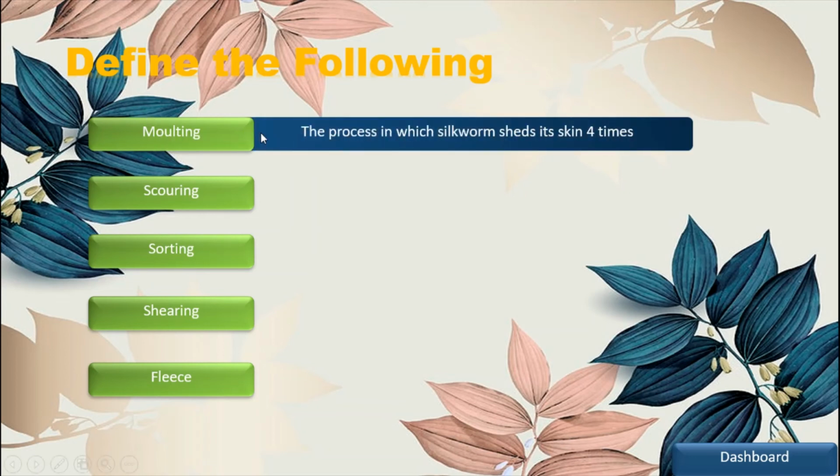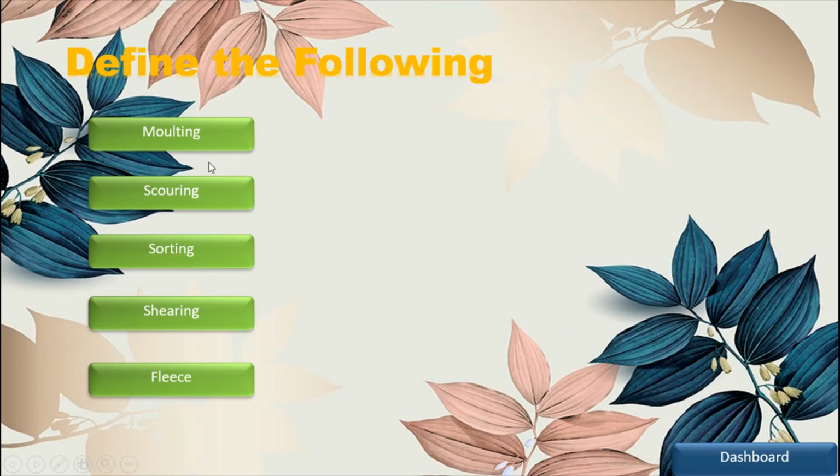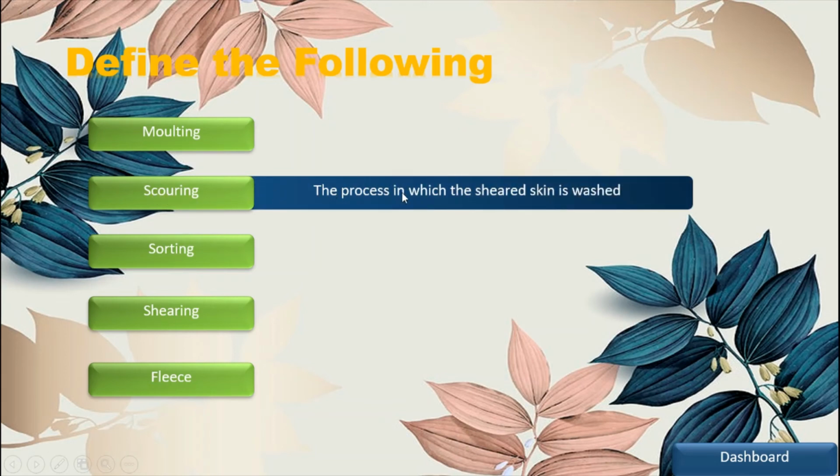What is molting? The process in which the silkworm sheds its skin 4 times, as it gets new skin 4 times. Now what is scouring? Scouring means removing all the dirt in the fleece of the sheep. The process in which sheared skin is washed.